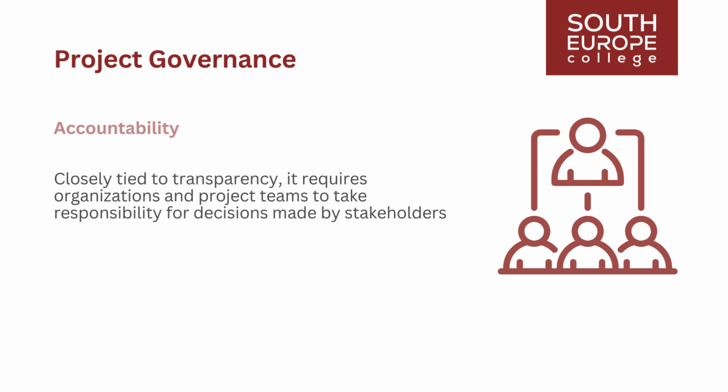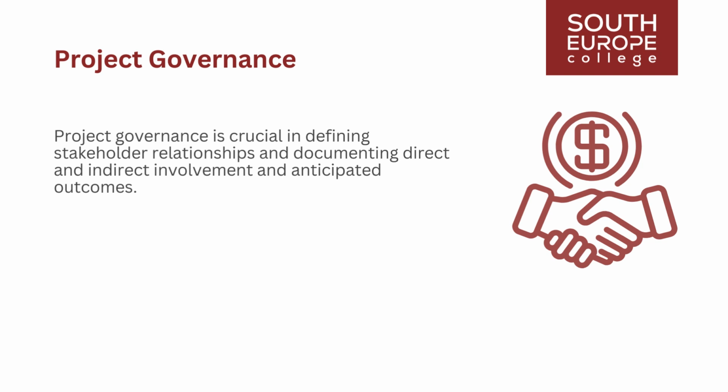Consequently, project governance mechanisms hold the potential to shape both transparency and accountability, influencing not only the project's internal dynamics, but also broader aspects. Lastly, project governance is crucial in defining stakeholder relationships and documenting direct and indirect involvement in anticipated outcomes.